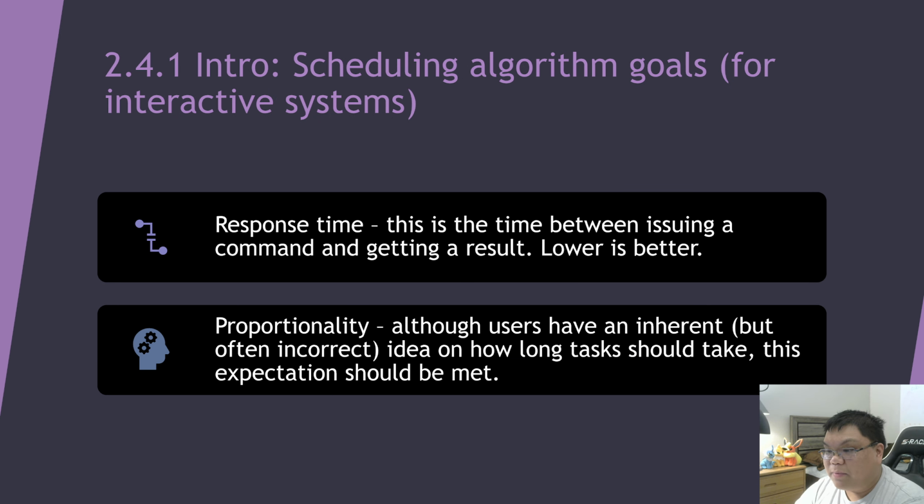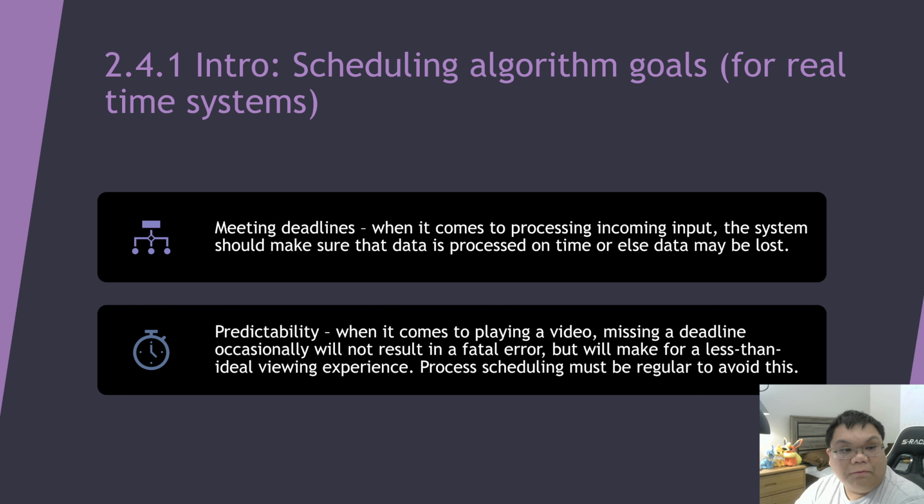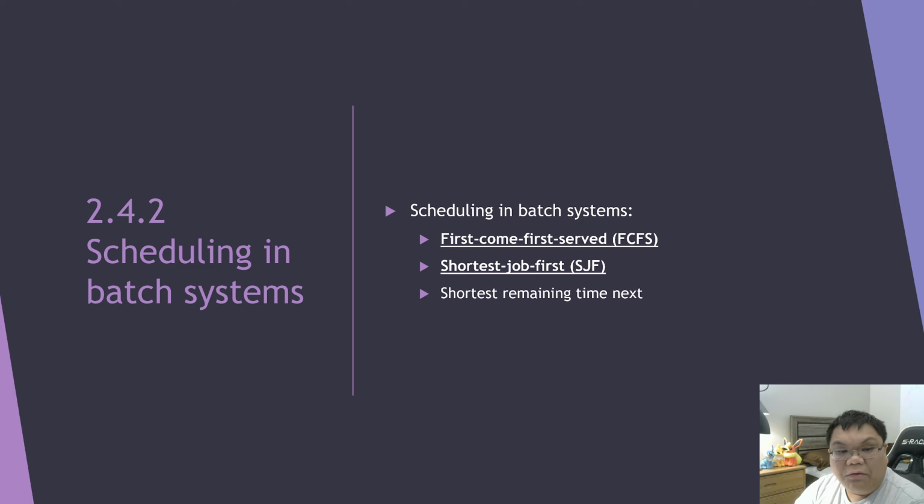Response time, lower is better. Proportionality. These are for interactive systems, by the way. So response time and proportionality. For real-time systems, make sure to meet deadlines or else you're going to have some data loss. And make sure process scheduling is regular to make sure your experience on the system is up to par. If you're watching a video on a real-time system, you have to make sure that, say, the audio and video are perfectly in sync.